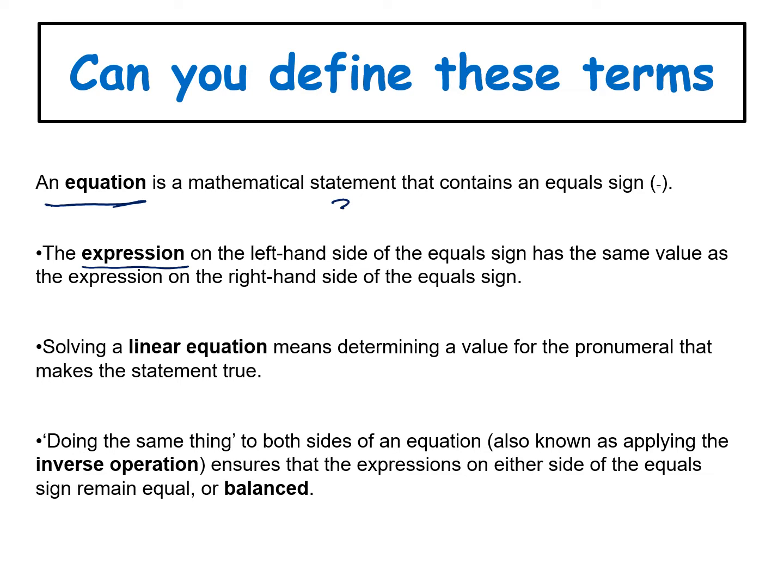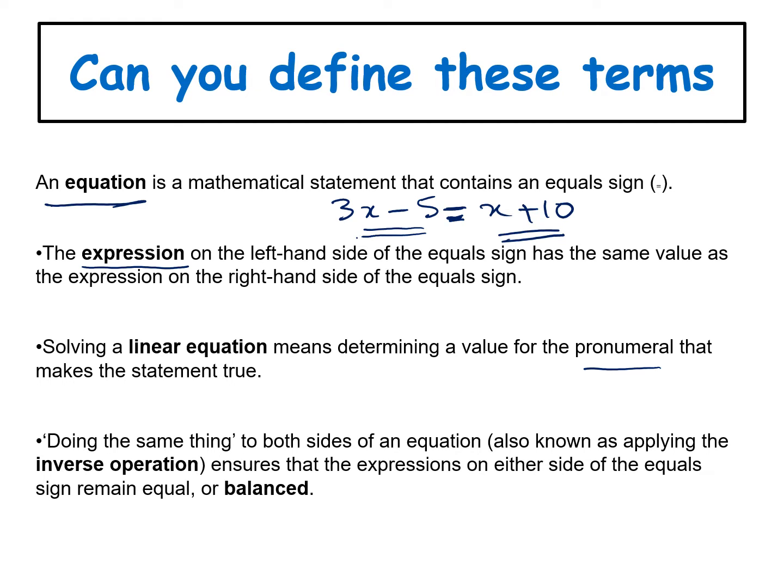For example, if I write the expression like this, this is the right hand side and this is the left hand side of an equation, and in the middle we have an equal sign. It means both expressions are equal to each other. So solving a linear equation means determining a value for the pronumeral that makes the statement true. In this case, the pronumeral is x.